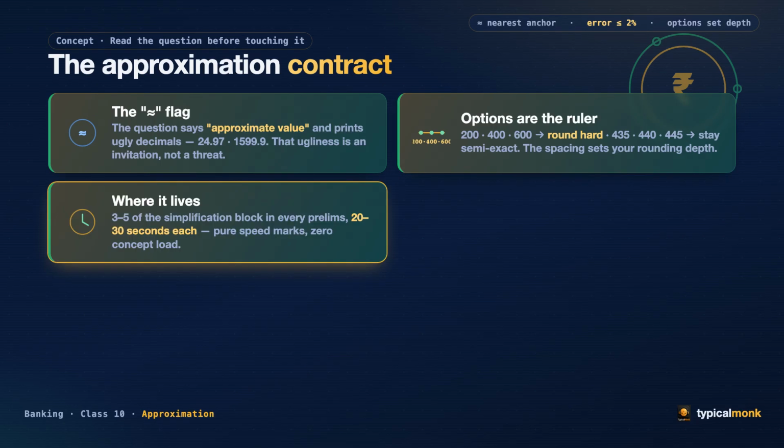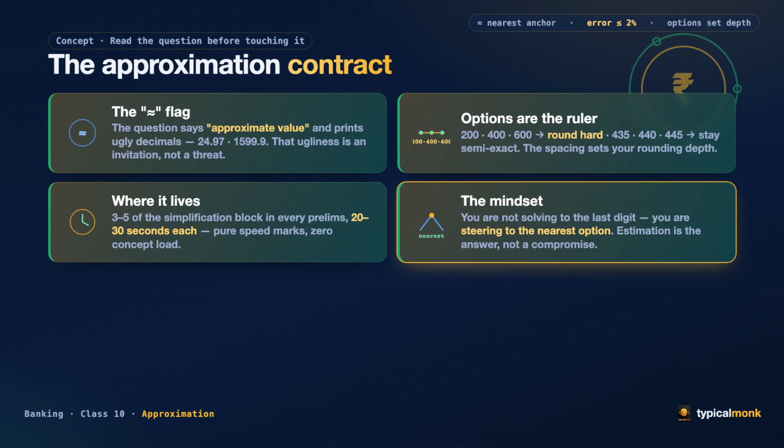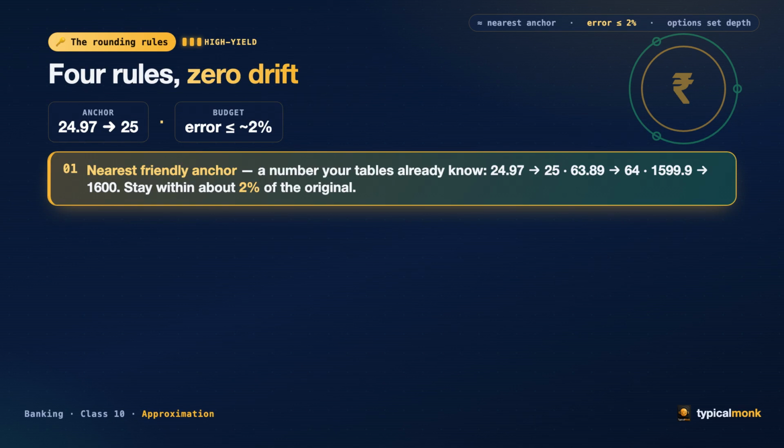Clause 3. Where this chapter lives. Inside the simplification block of every prelims sit 3 to 5 approximation questions. 20 to 30 seconds each, pure speed marks with 0 concept load. And clause 4. The mindset. You are not solving to the last digit. You are steering to the nearest option. Estimation here is not a compromise. Estimation is the answer.